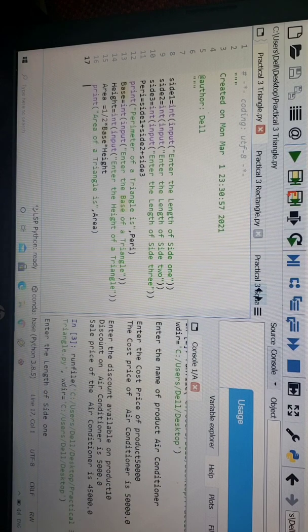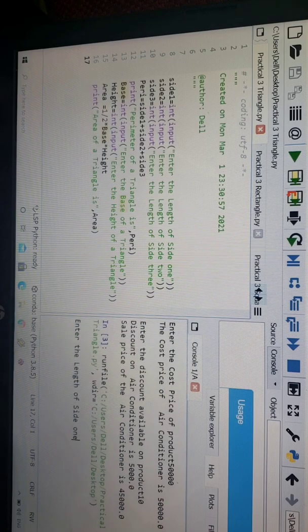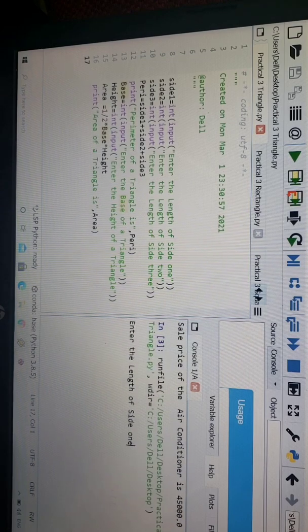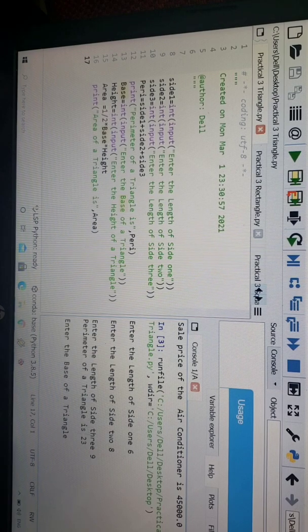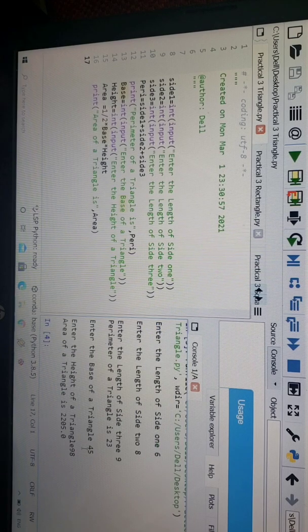Let's have a look at its output. So here it is asking for the length of the first side of a triangle, so that is up to you. See, perimeter of our triangle we are getting 23. To know the area, base we need to enter, and then we need to enter its height. So area of a triangle is 2205. This is how you can work.